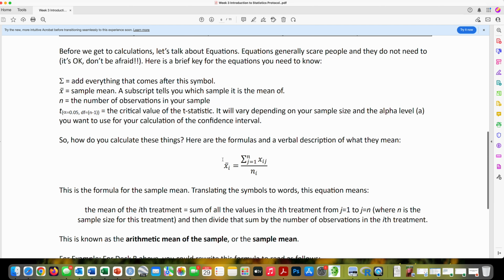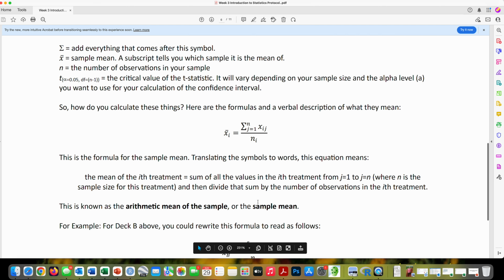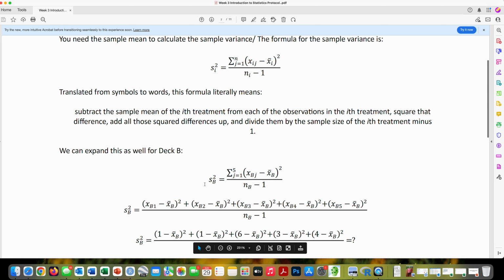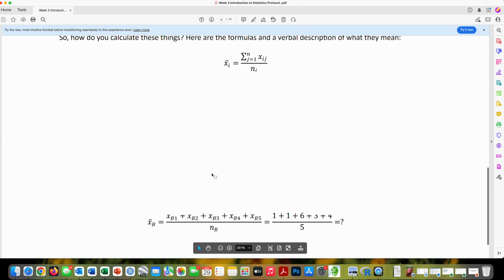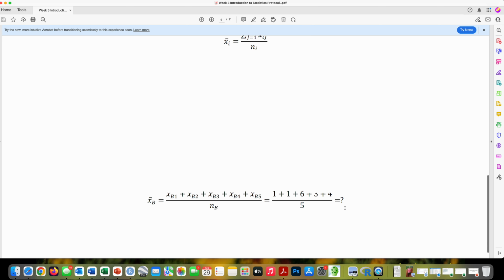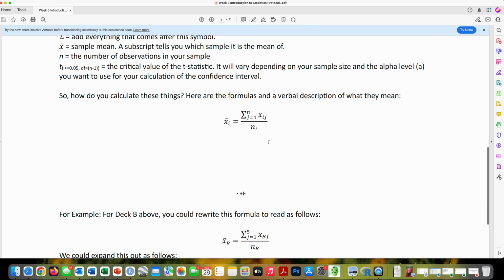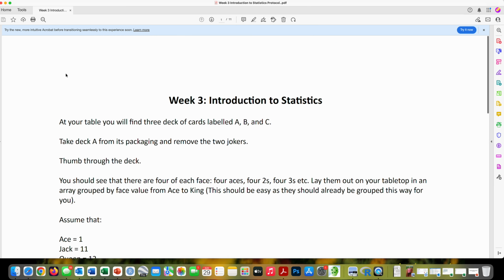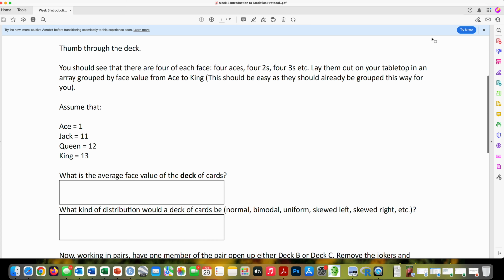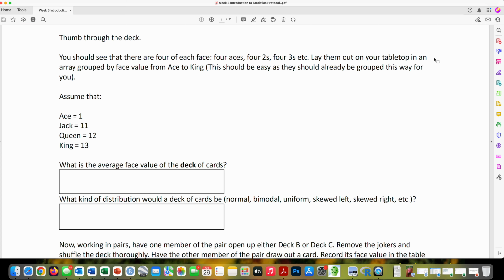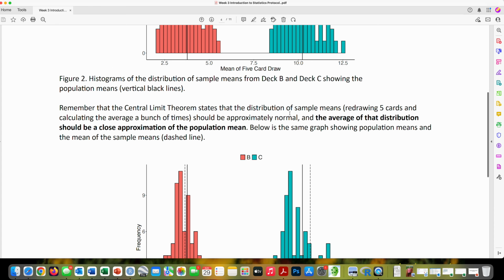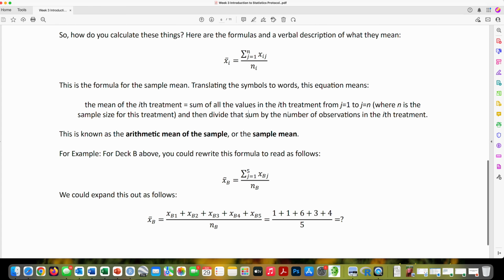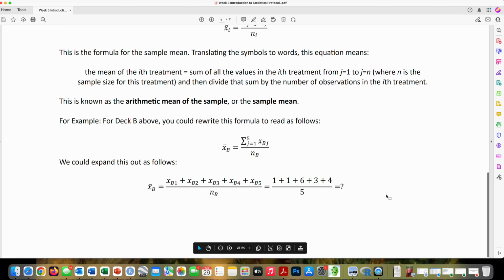And so I've got the formulas for it, but then I have a verbal description for each of these things. This is the sample mean, and then I have it worked out for them for the data. What has happened to my PDF? Why are things disappearing on it? I have it worked out for them, and they can do the calculations themselves and come up with the answer.